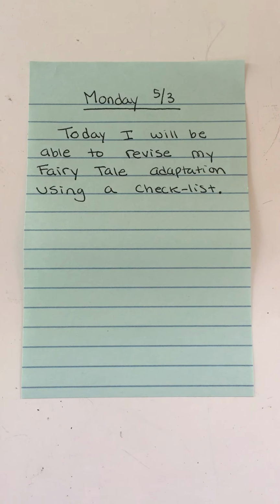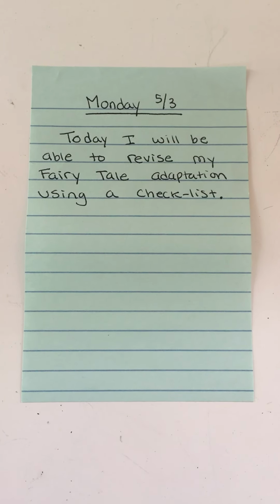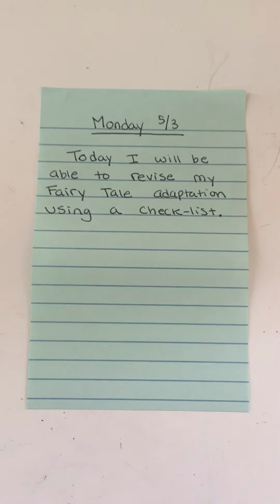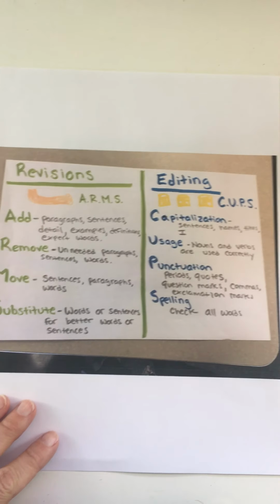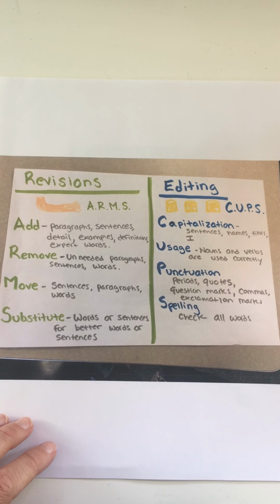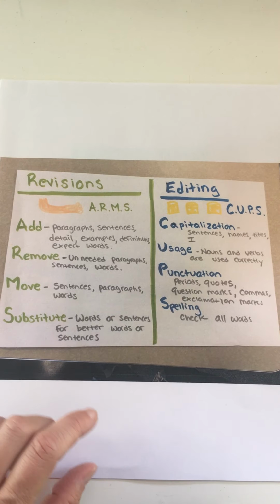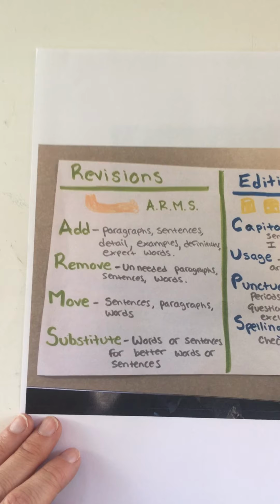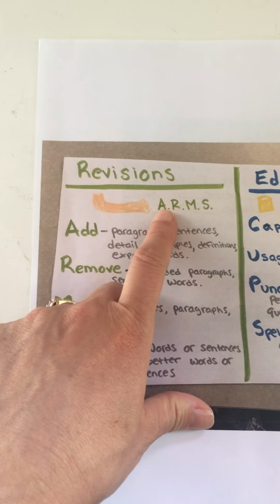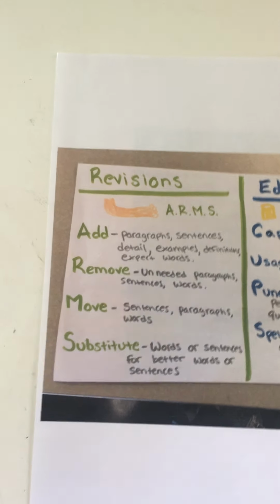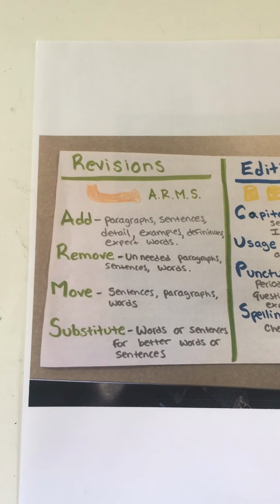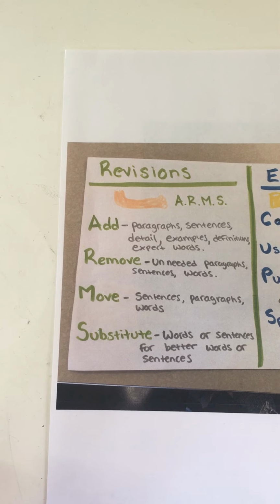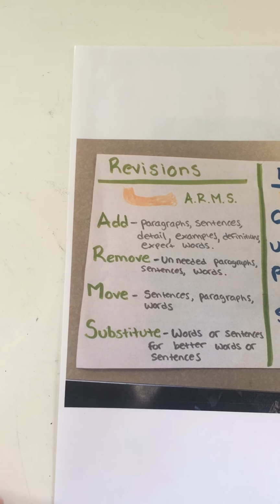Third grade writers, today your goal is to revise your fairy tale adaptation using a checklist. Some of you may remember this anchor chart from our classroom. This anchor chart reminds us that there's a difference between revising and editing. When we're revising writing, we can remember ARMS. You are adding, removing, moving, or substituting paragraphs, sentences, details, examples, words from your writing.